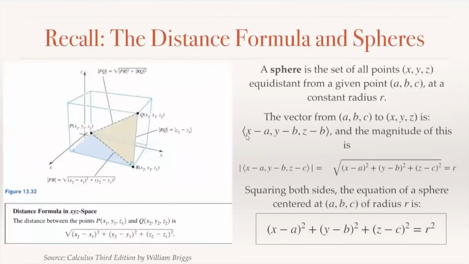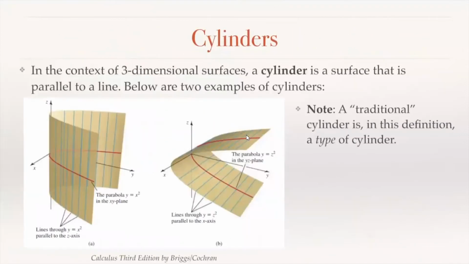So we actually already learned one quadric surface at the end of the chapter 13.2 lecture. In 13.3, we learned the distance formula and the equation of a sphere. So the equation of a sphere centered at (a, b, c) is this guy. And today we're interested in generalizing that kind of thing to other surfaces.